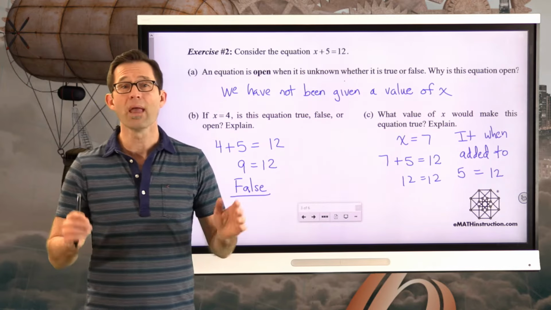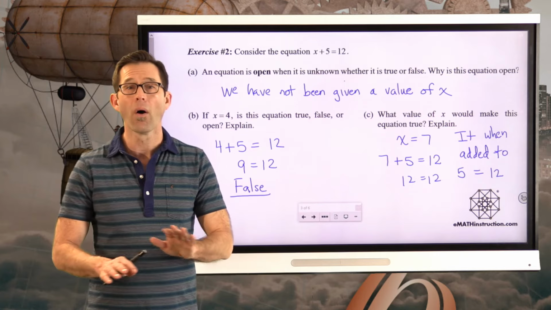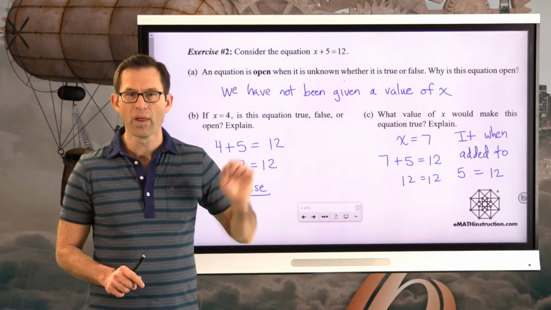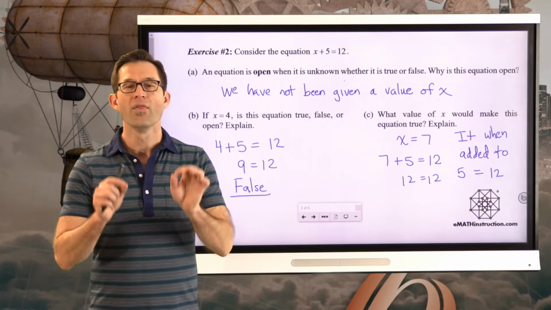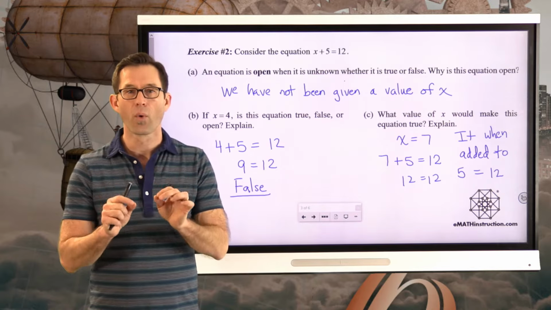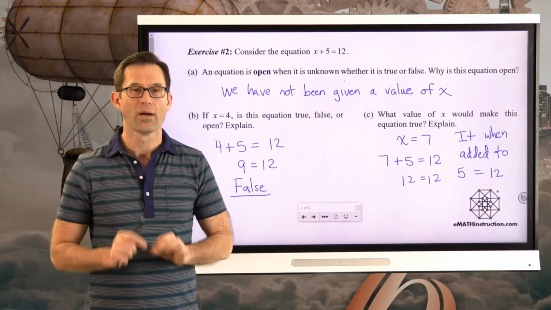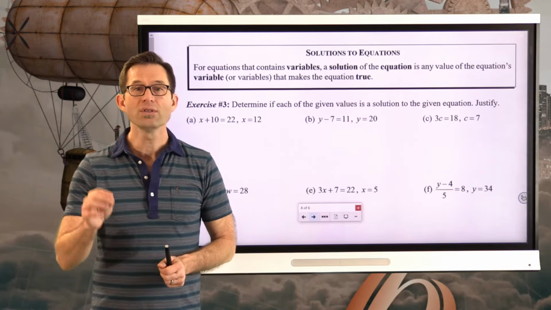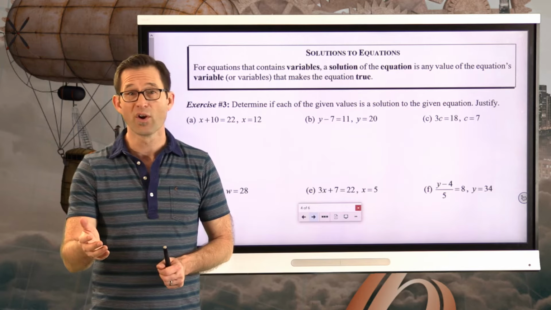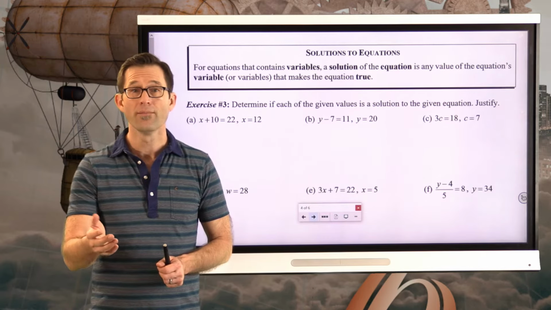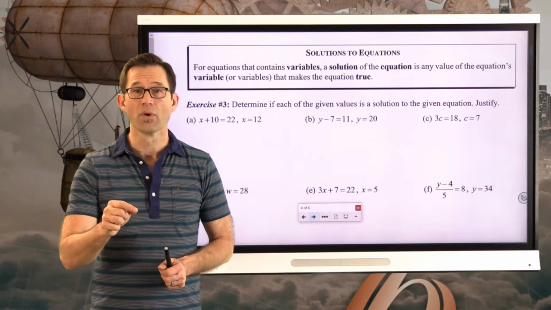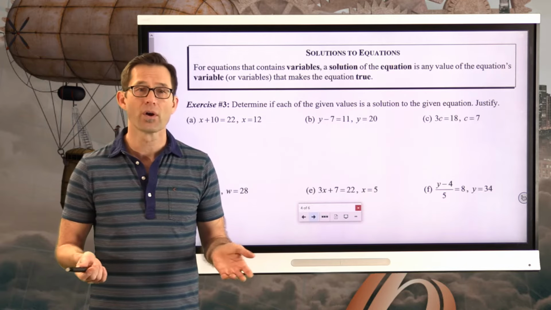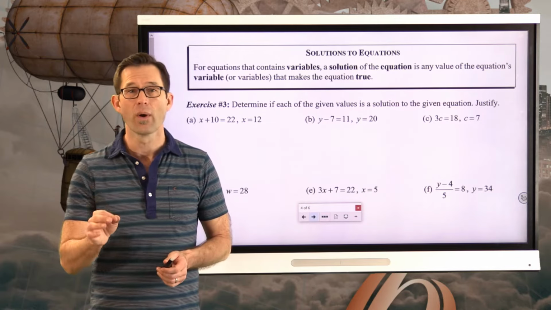And that brings us to maybe the most important idea in all of algebra. Wait, let me say that again. This simple exercise brings us to probably the single most important idea in all of algebra: solutions to equations. For equations that contain variables, and not all equations contain variables, look back at exercise number 1, but for equations that contain variables, a solution of the equation is any value of the variable, or variables if there's more than one, that makes the equation true.